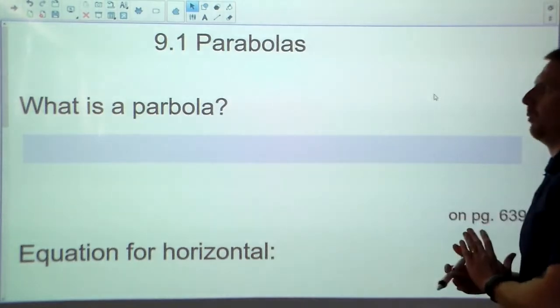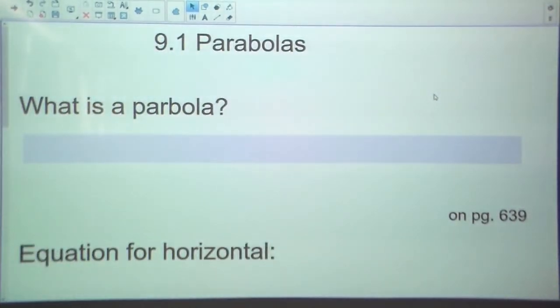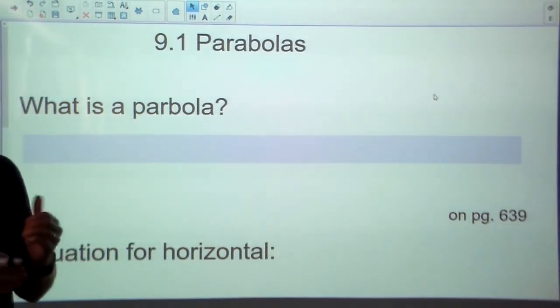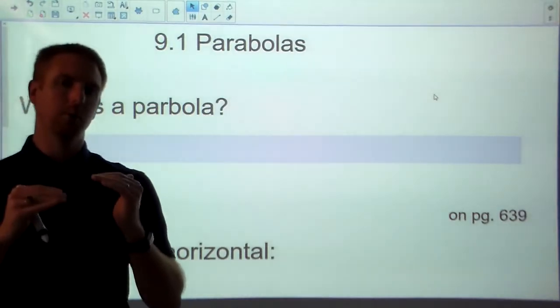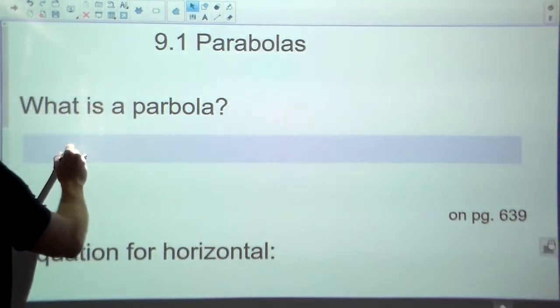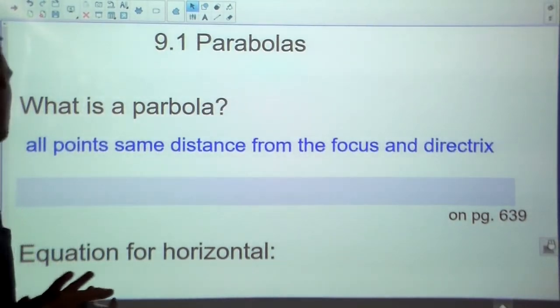So section 9, we want to continue to talk about parabolas this time. We did circles, and now parabolas are also in the same section. So what is a parabola? I asked you a similar question about a circle. Well, a parabola is all the points that are the same distance to a focus and a directrix. So let me uncover that. All points same distance from a focus and the directrix.